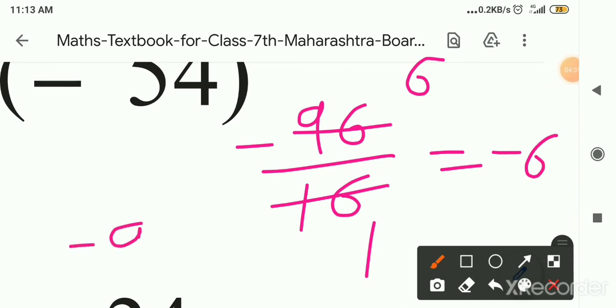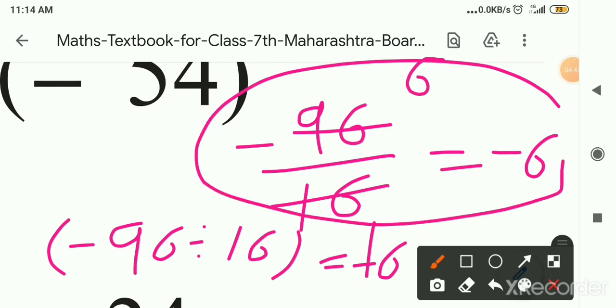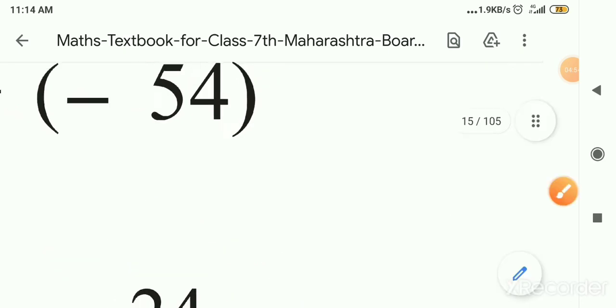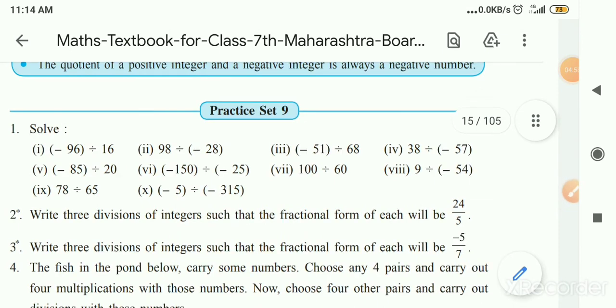Otherwise, minus 96 divided by 16 equals minus 6. You can use any method, no problem, but generally use this method because you are studying in a higher standard. We are using only this method; the other one we are not using now, it is for small children. So the signs are different, it is general division only, but the answer gets the negative sign. If both numbers are positive, no problem.